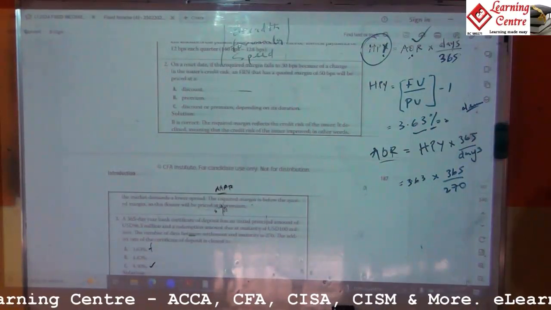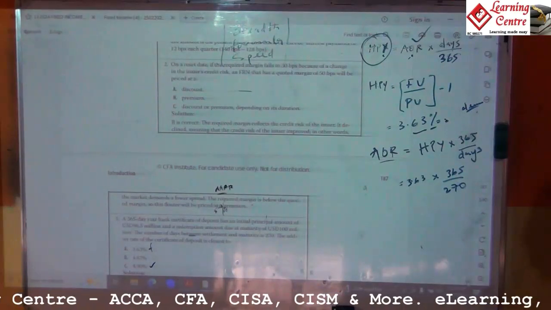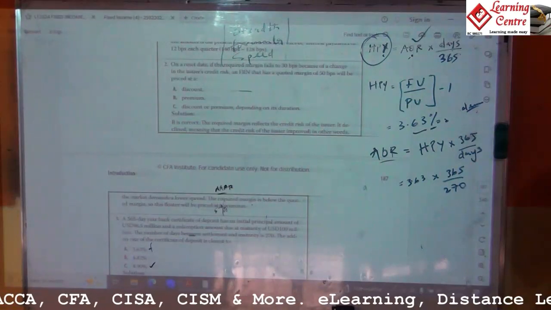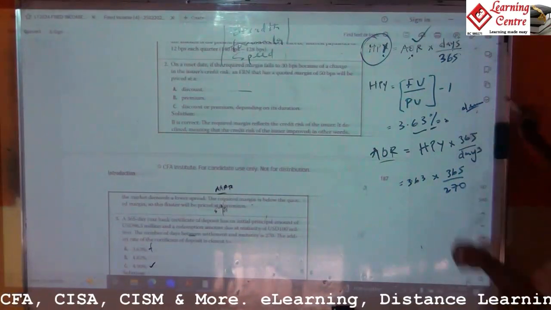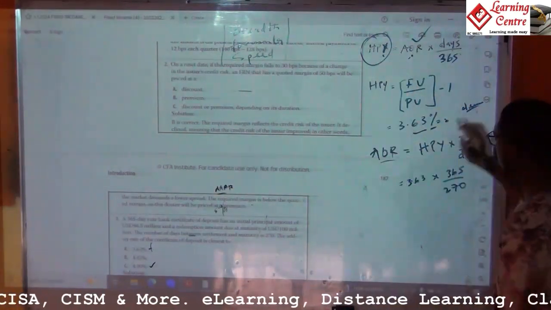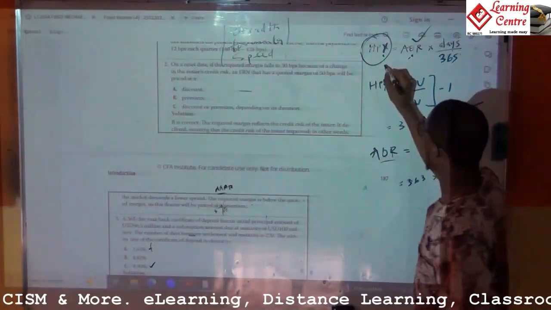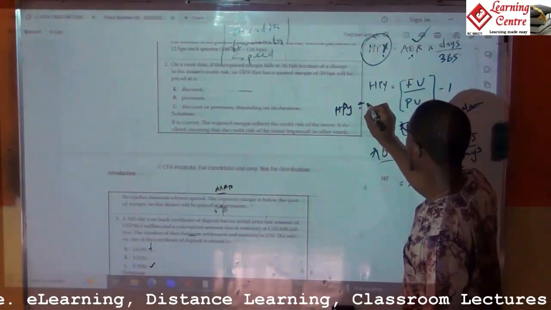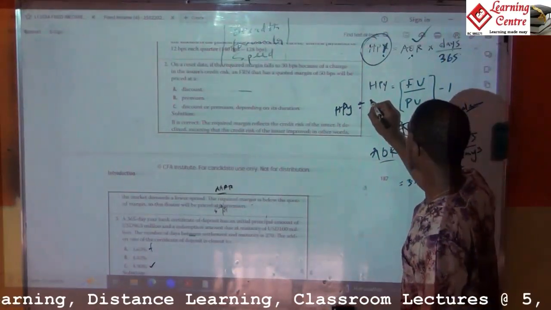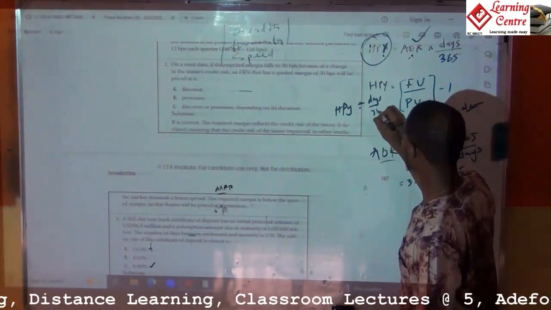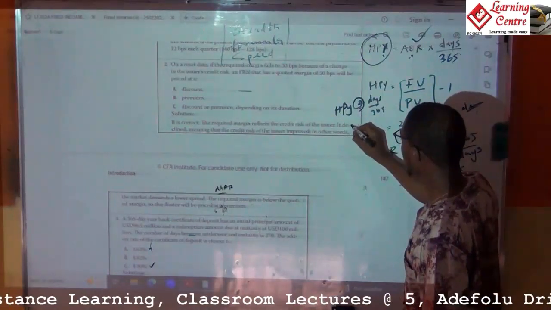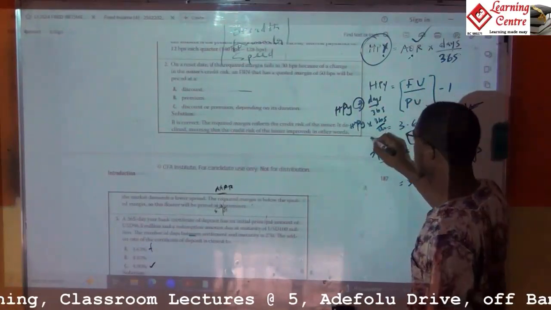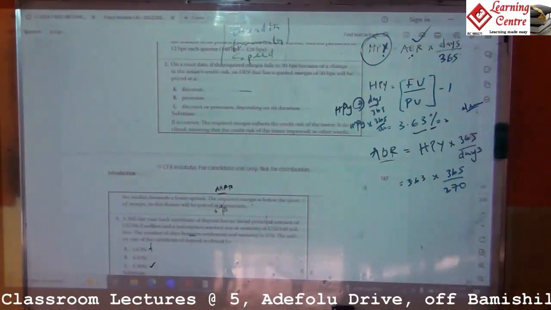So that's how you get the answer. We don't rush into it. This thing will have to change, 365 does not change. To calculate that, because we are taking this as a formula, it's the same thing as saying HPY divided by days over 365. We want to change this to multiplication, so HPY, remember our mathematics, times 365 over days.